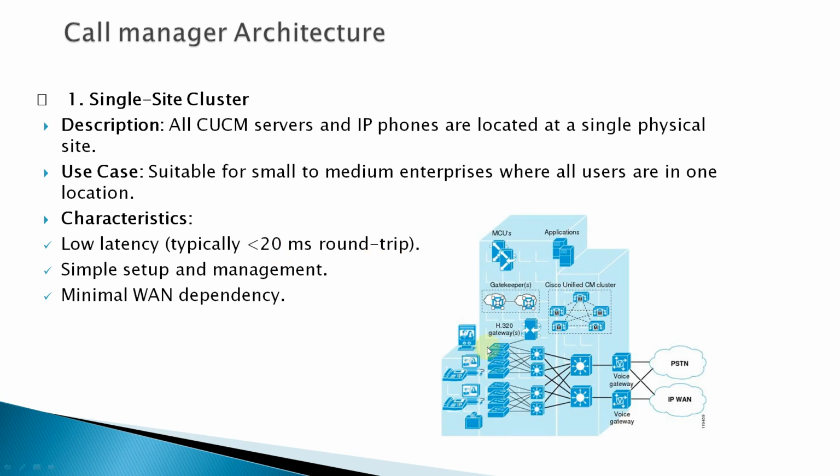And here you can see the network switches, and that is connected to the IP phones or Cisco Jabber or soft phones, right? So all the devices are placed in a single site. And the characteristic of this is low latency, typically less than 20 milliseconds round trip. That means all the subscriber nodes are reachable within 20 milliseconds, right? From the other cluster. So this is a basic requirement whenever you design your network or your voice infrastructure, right?